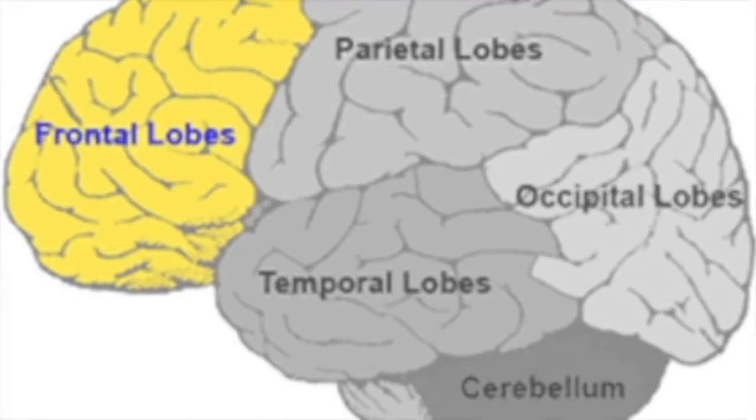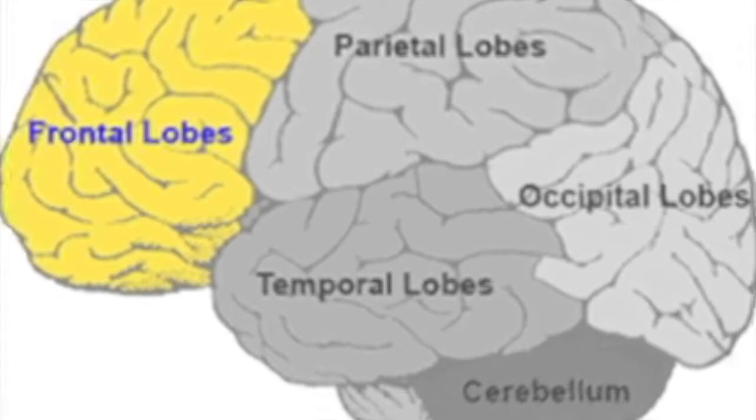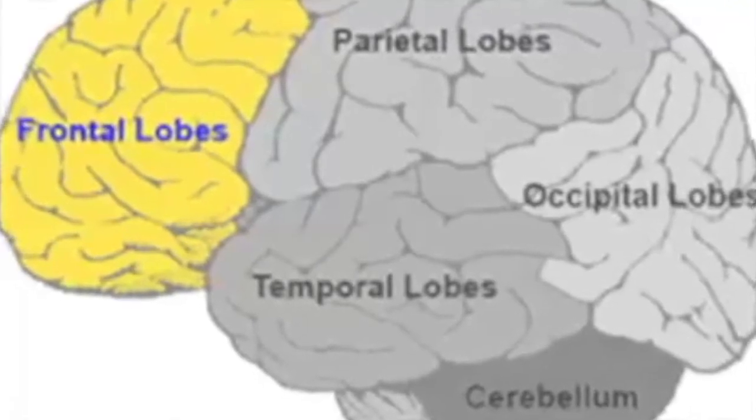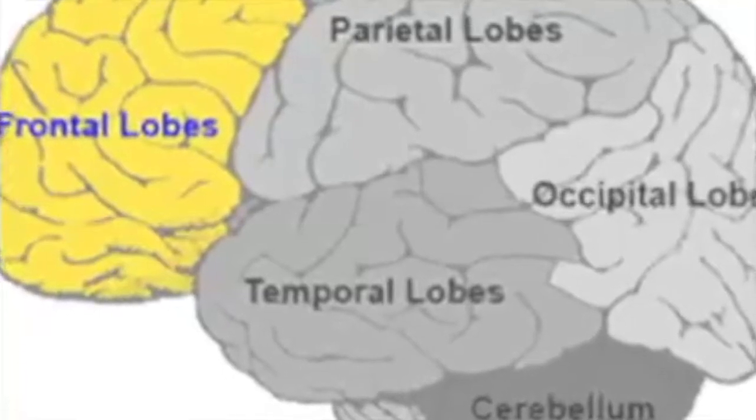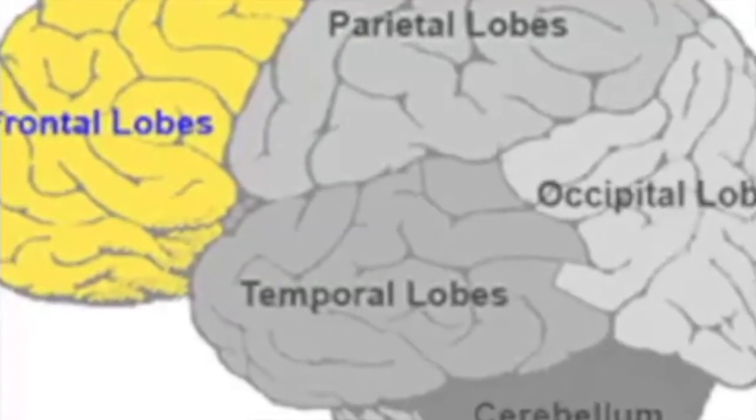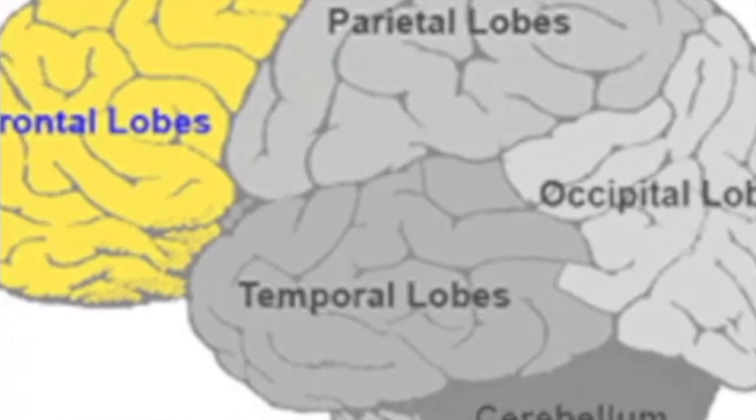The frontal lobe is important for thinking, problem solving, and memory. The frontal lobe helps us control our thoughts and behaviors. You use your frontal lobe every day when you are working on your homework or deciding what food to eat or trying to remember something.